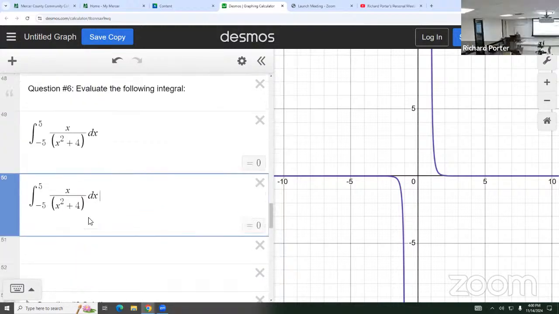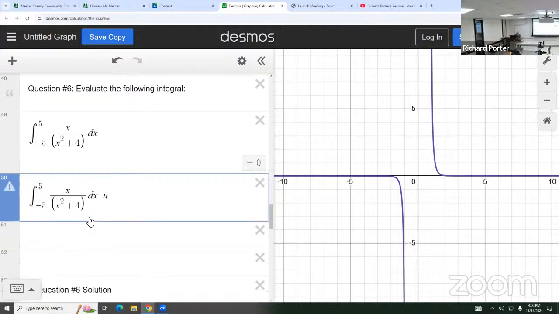Okay, what should our u be? If we're going to use u substitution, u has to equal what here? What's inside the parentheses? Inside, x squared plus 4. So we'll start with that. Okay, if that's the case, then what's du equal to? The derivative of that. 2x dx. Okay, fine.